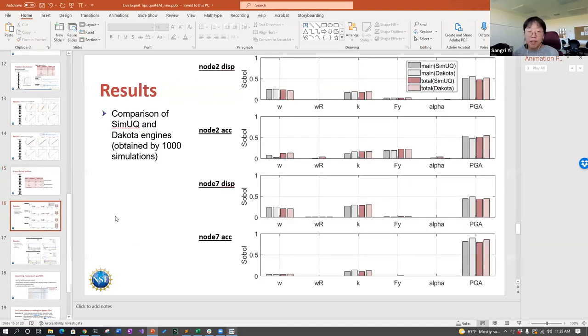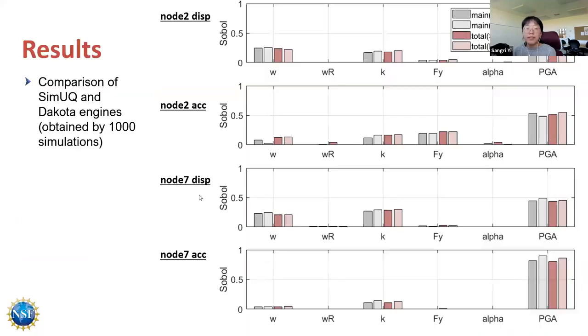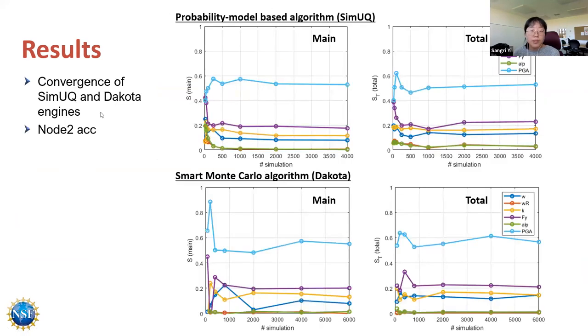And the remaining part is just a comparison of these algorithms. And here with 1,000 samples, we can see both algorithms are well converged and their results correspond to each other. And we see similar observations for other earthquakes as well. And this shows you the performance of each algorithm, how the model converges as the number of simulations increases.